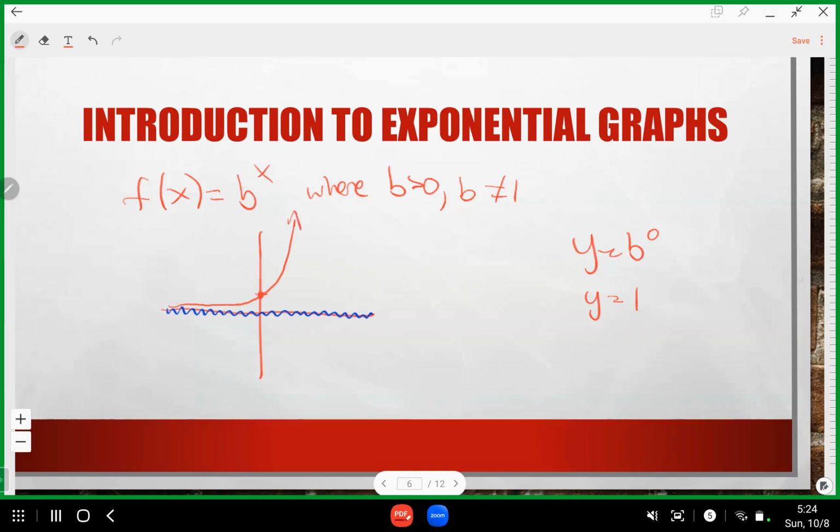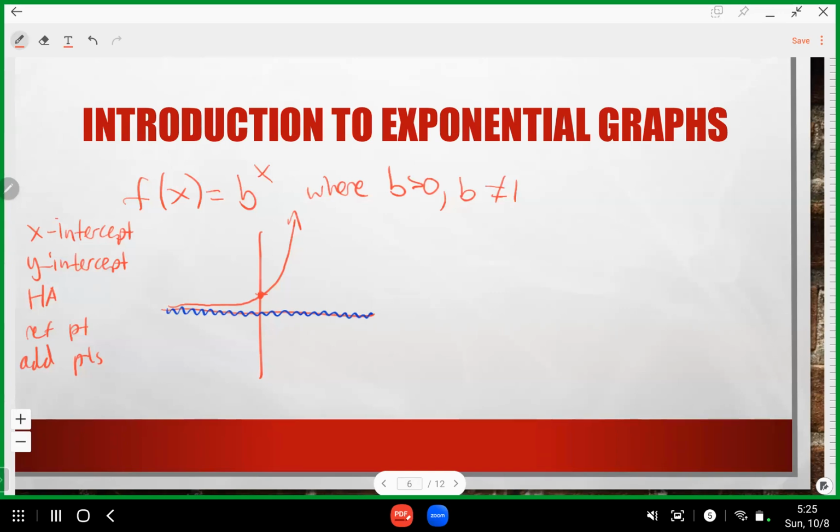Sometimes you also need some additional points to help you graph. But other than that, here are the following things that you need: the x-intercept, the y-intercept, the horizontal asymptote, the reference point, and additional points, right? For additional points, you just plug in x values just to help shape the graph, right?